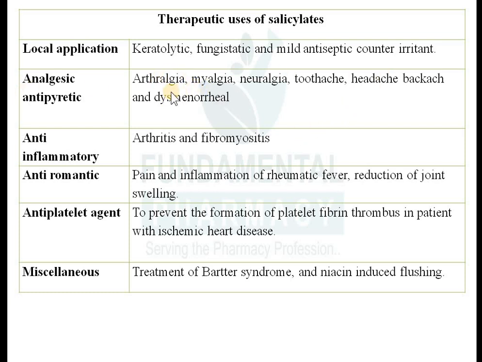What is arthralgia? Arthralgia means inflammation of bone. Myalgia means inflammation of your muscles. Neuralgia means inflammation of your nerves.